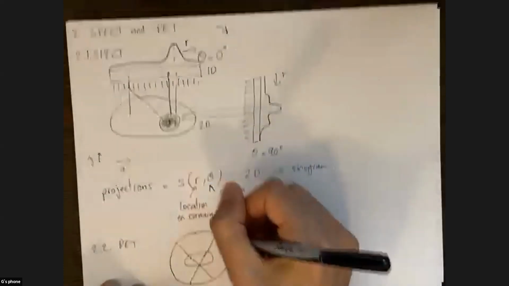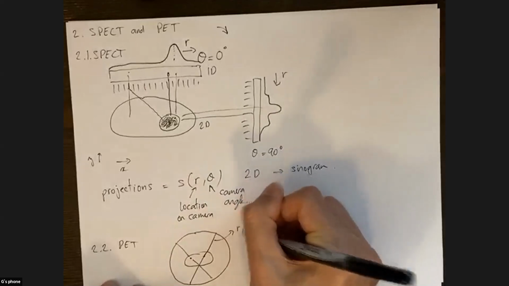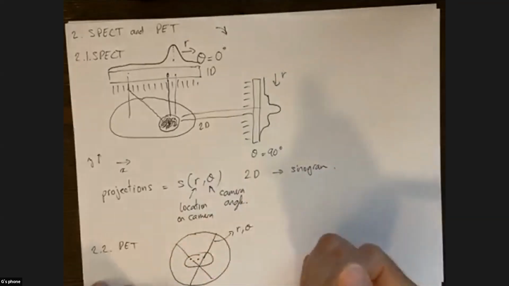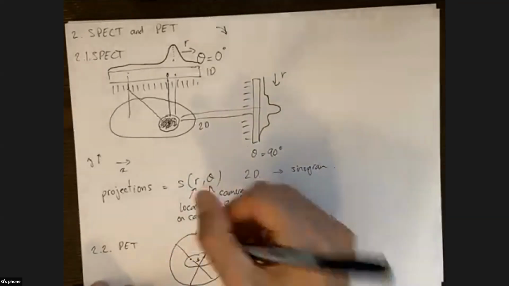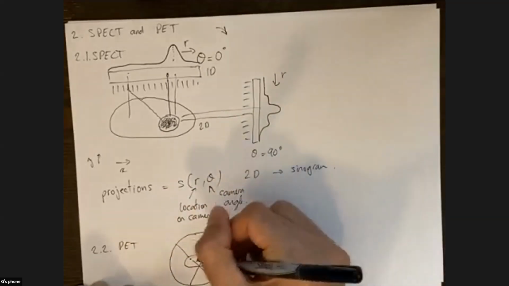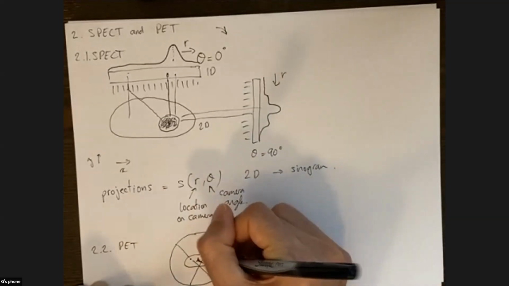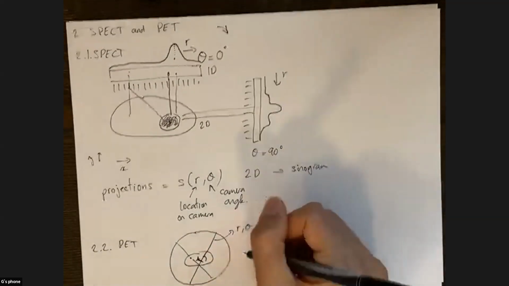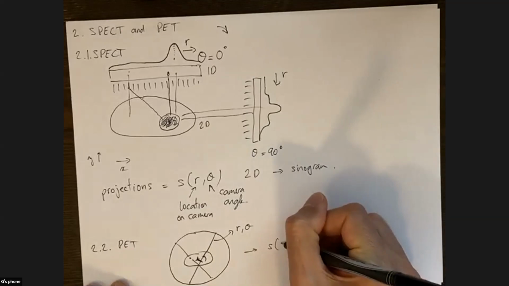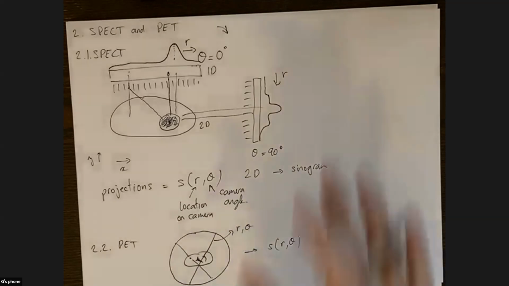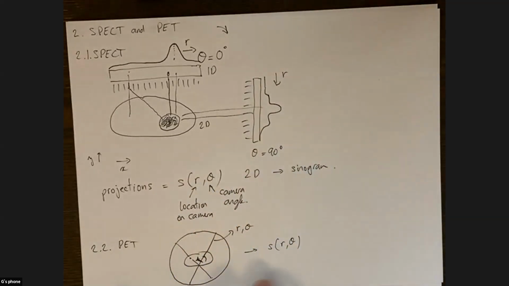The idea is that for each gamma ray that's recorded, we can define R and theta as if there was a gamma camera present. If this is the center of the system, we can define R as the distance to the center, and theta is just the angle of the gamma ray, so theta would be this angle here. So we can also sort the data coming out of PET as a function of R and theta, and generate a sinogram S of R, theta. So whether you're doing SPECT or PET, you can create those sinograms that are a function of the two variables.